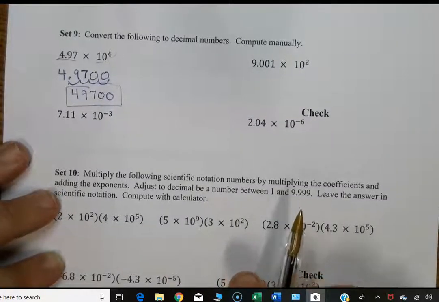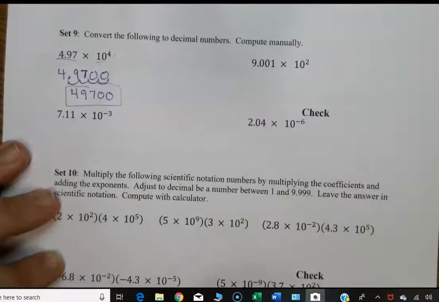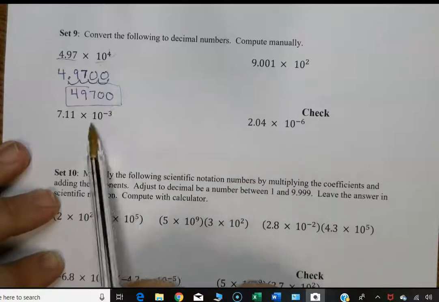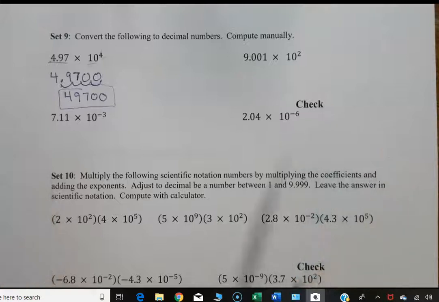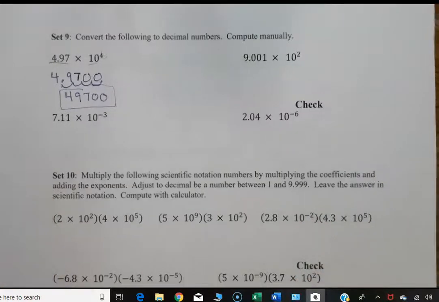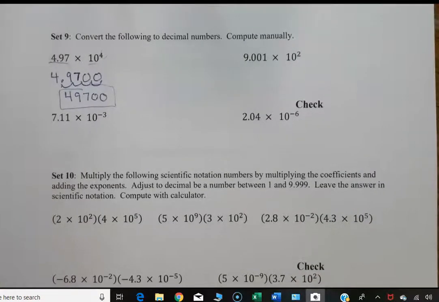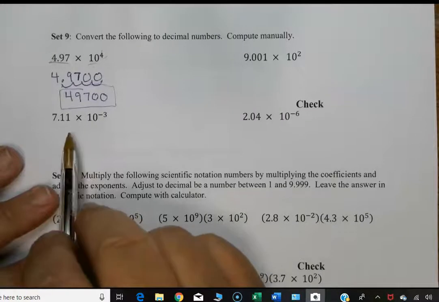All right. Go ahead and do these two. Do them together, and I'll come back and do them silently. So go ahead and pause. Okay, and we're back. So let's go ahead and do these two.